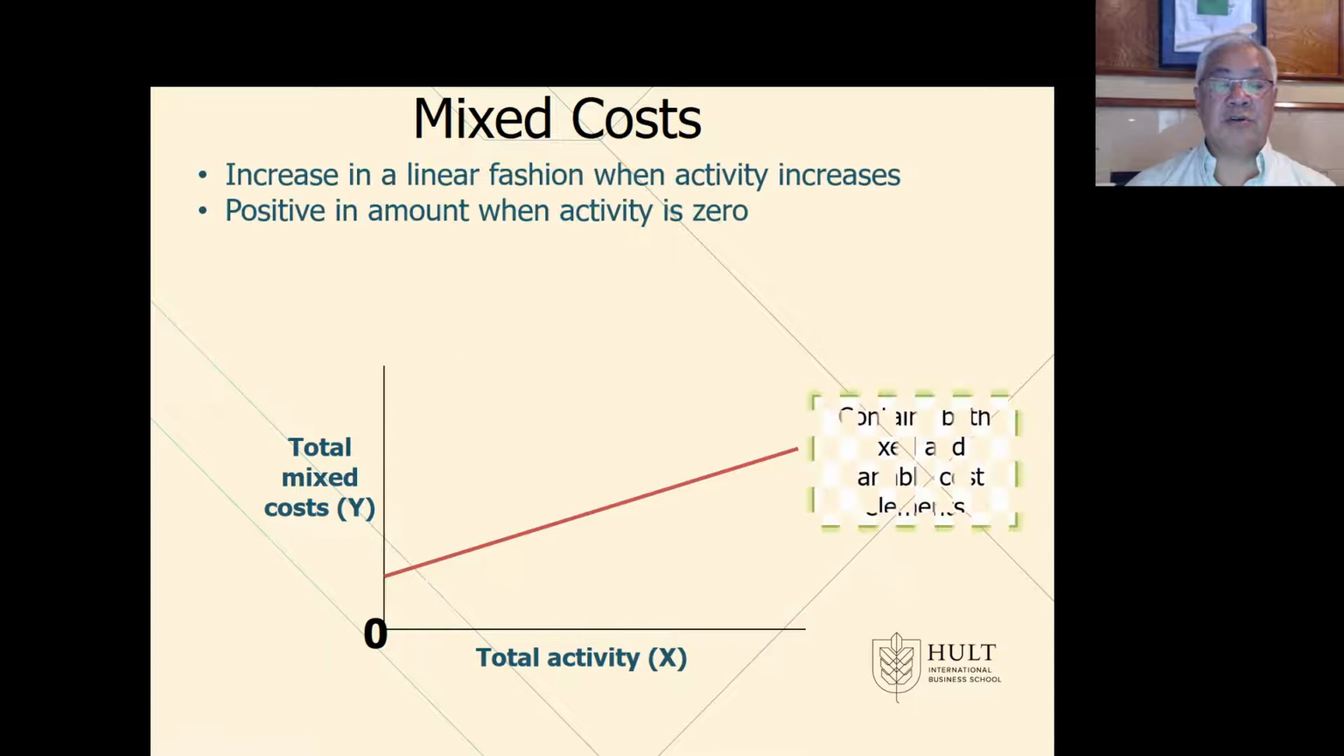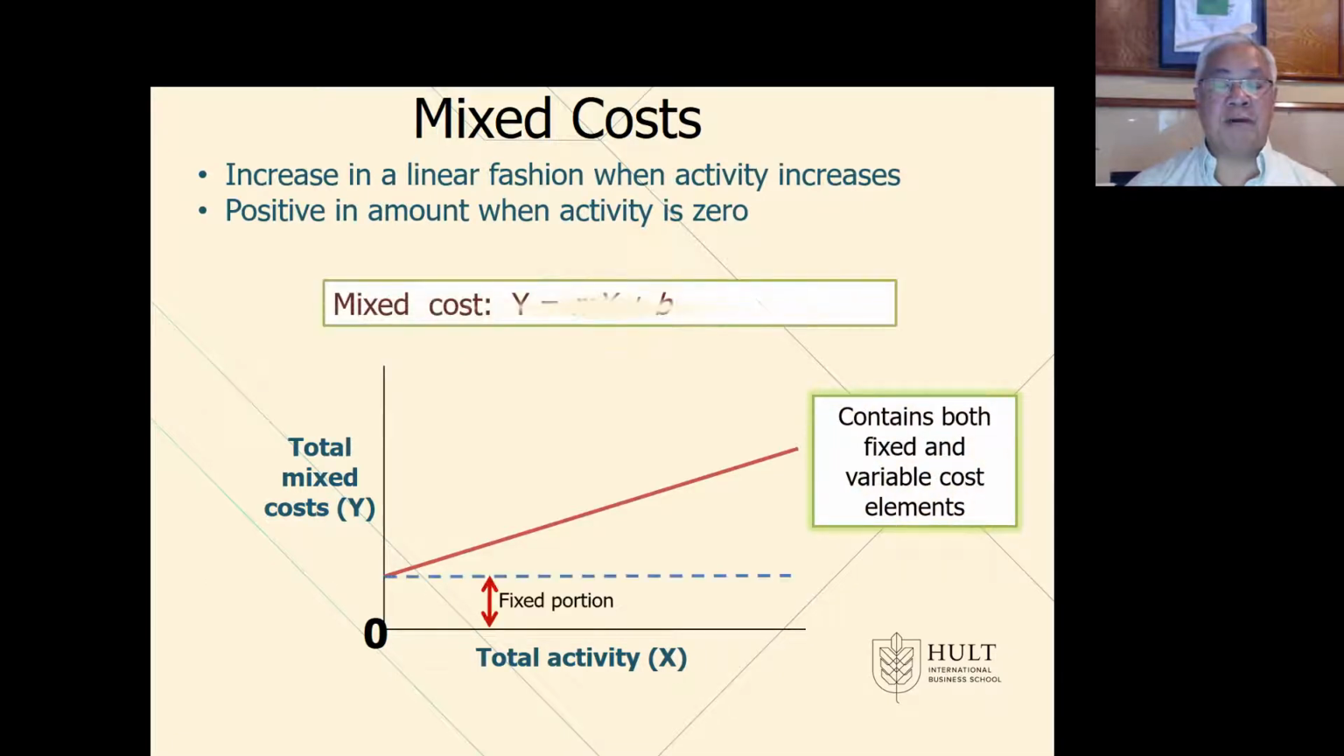Mixed cost, as mentioned earlier, has a portion that is fixed, like here the dotted line, that's the baseline, and then we see the sloping line above it. This one does have the form y equals mx plus b, where m equals the variable cost per unit and b equals the fixed cost component for this particular mixed cost item.